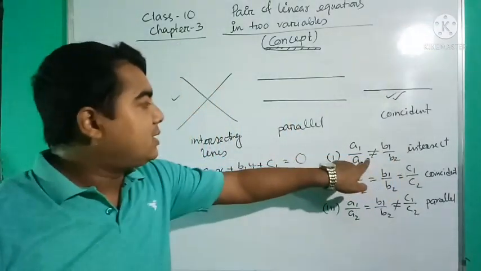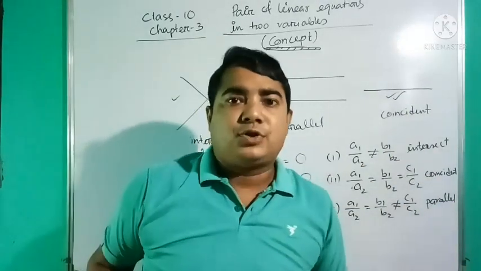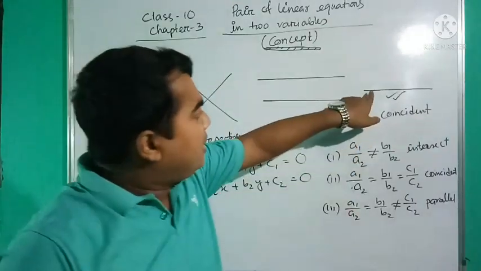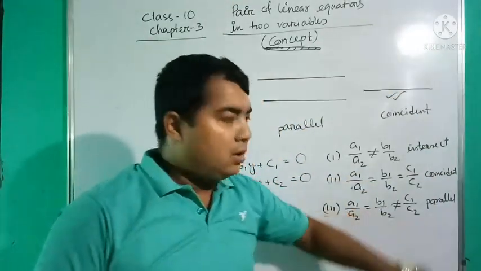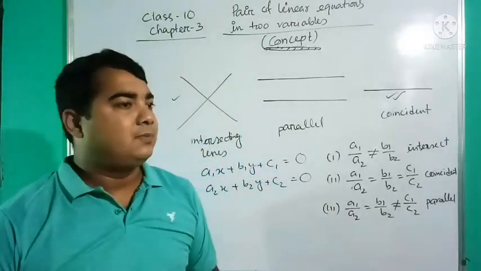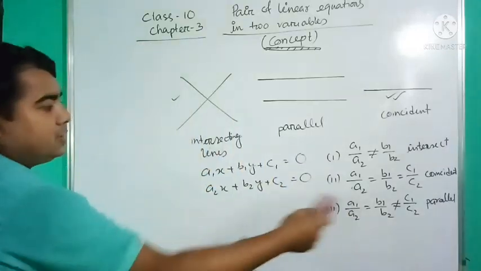Intersect means they meet at one point. Coincident means infinite number of solutions, meaning they intersect at each and every point. That is called coincident. And parallel means no intersecting point. Okay, clear point? Next, one more condition related to this topic.